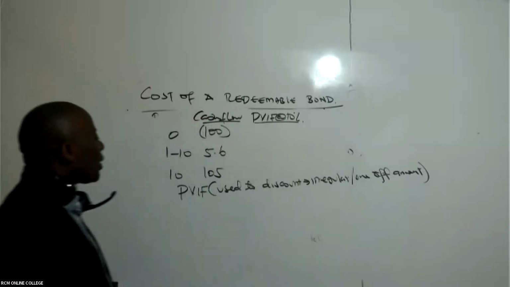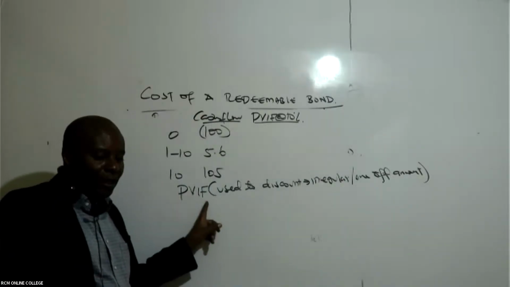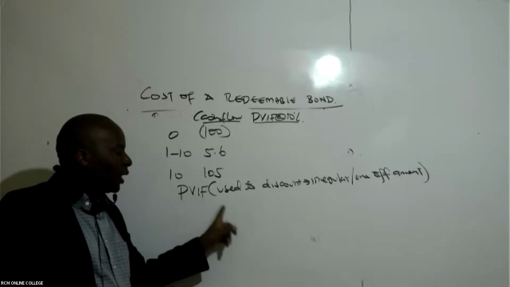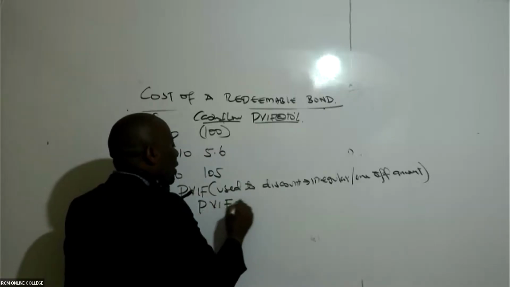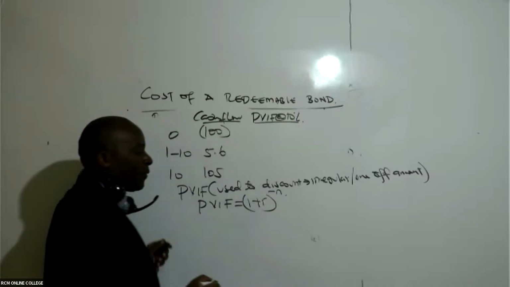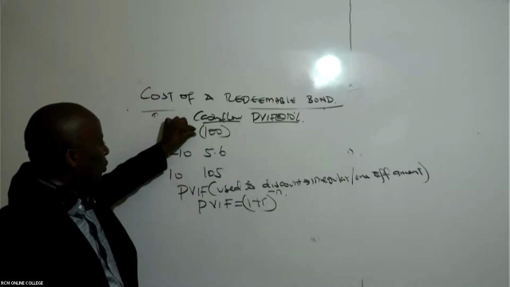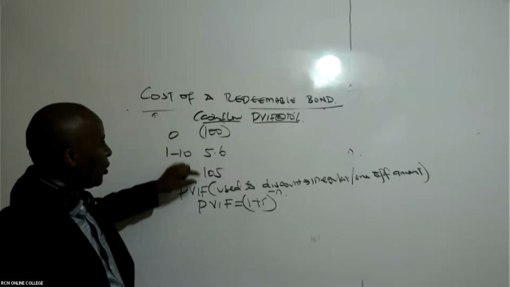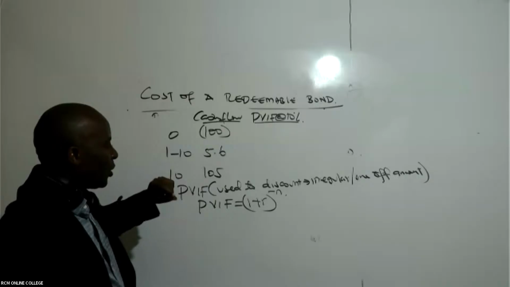PVF, for the very new students into this subject, stands for present value interest factor. To get this PVF, we use 1 plus R raised to negative N. There are 2 lump sum amounts, this one and this one. These others are series, 5.6 every year for 10 years.